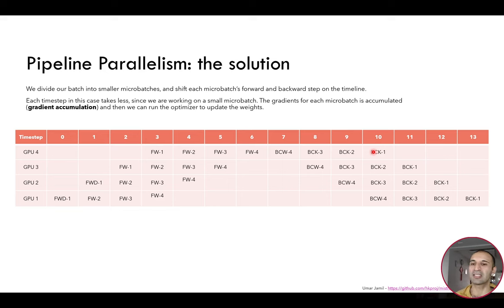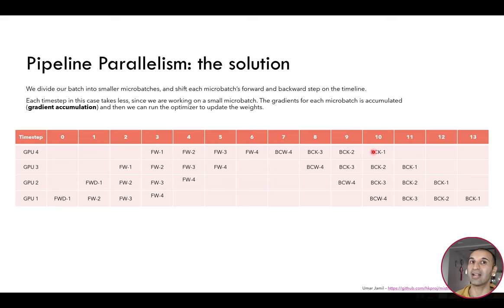Gradient accumulation is a technique that I have introduced in my previous video on distributed training. So if you want to understand how it works, I refer you to my previous video on distributed training, in which I also explain the math behind gradient accumulation and how it works. But basically, this is the solution with pipeline parallelism. So we can actually divide our batch into micro batches.